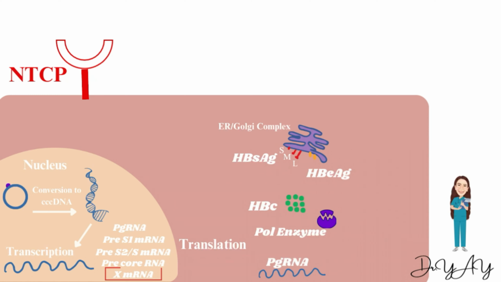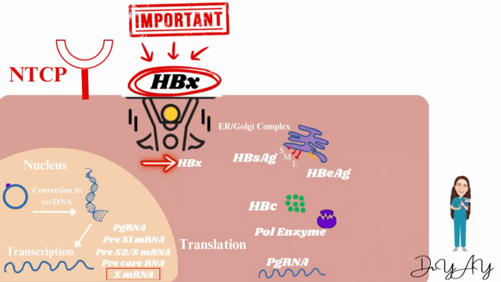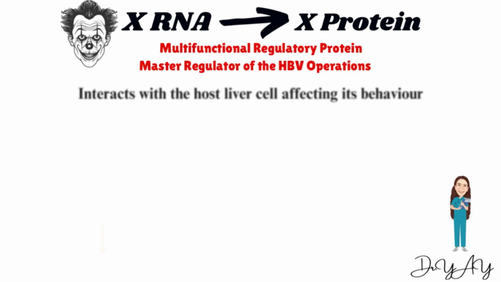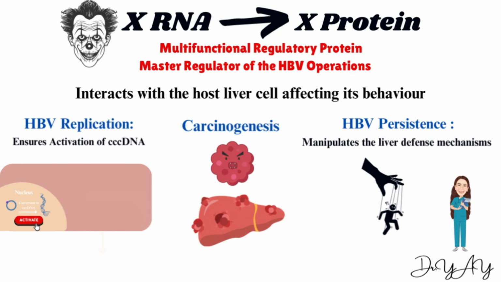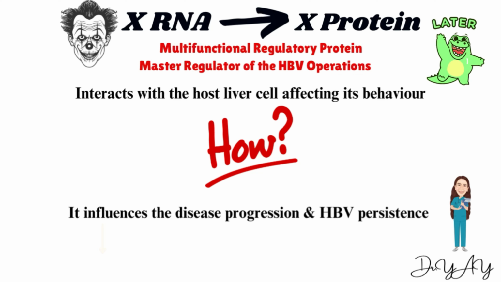Next is the X RNA, which translates into the X protein, an incredibly important protein in the virus machinery, playing a key role in the virus life cycle as it interacts with the host liver cell, affecting its behavior. But to fully understand it, we need to go through the rest of the virus life cycle and the immune system against it to see how it influences the disease progression and the viral persistence.